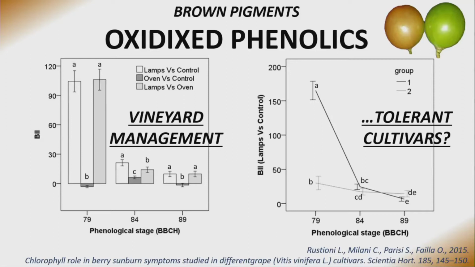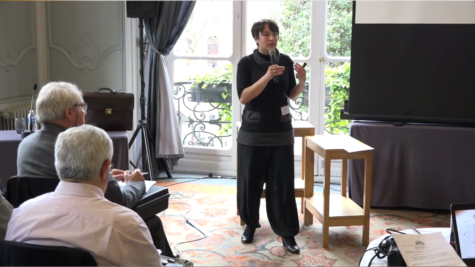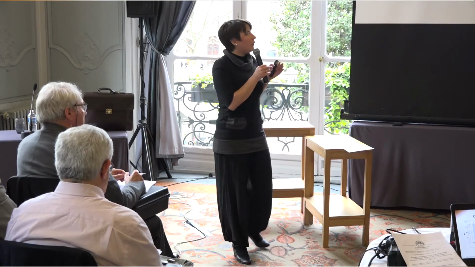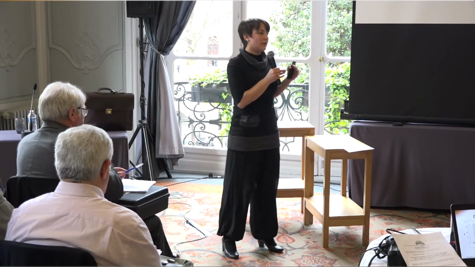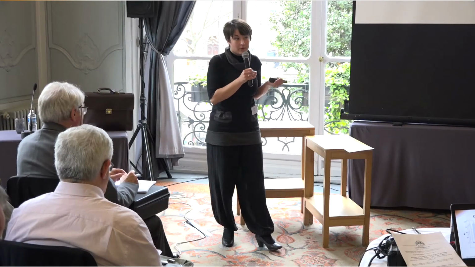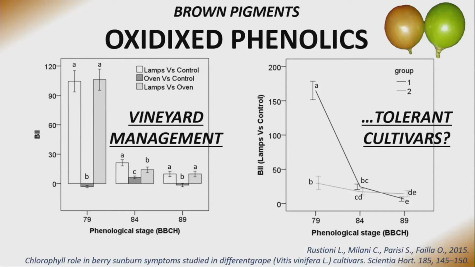And we imagine that this is due to the double possible role of reactive oxygen species, because they can act as oxidants and produce a lot of brown pigments, or they can also act as a signal, and the berry can adapt to the stressful conditions. And so we can also phenotype the cultivars to select more resistant varieties. For example, for table grapes, it could be important not to have symptoms of sunburn.